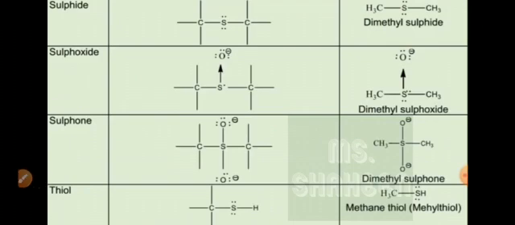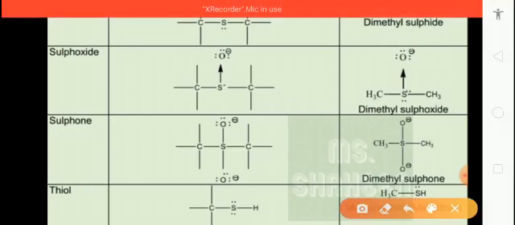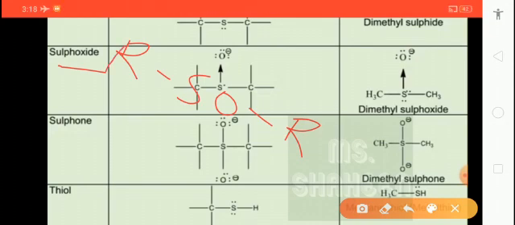Okay, now come to the next one, that is the sulfide. In sulfide, आप देख सकते हैं स्टूडेंट्स, आपके पास there is sulfur, and on both sides alkyl groups are attached. So the name of the compound would be dimethyl sulfide. Next is the sulfoxide. The formula of the sulfoxide would be R, SO, and then R. Okay? The structure is written here.